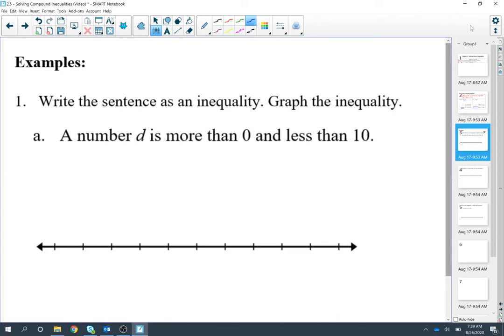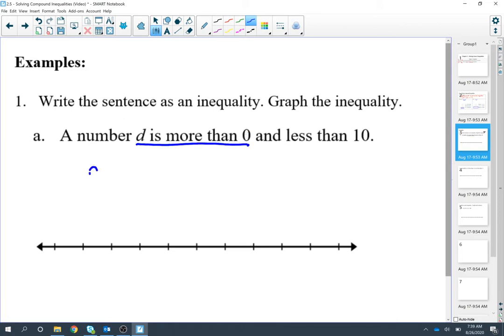Example 1. Write the sentence as an inequality. Graph the inequality. Letter A. A number D is more than 0 and less than 10. So I'm going to start first with a number D is more than 0.